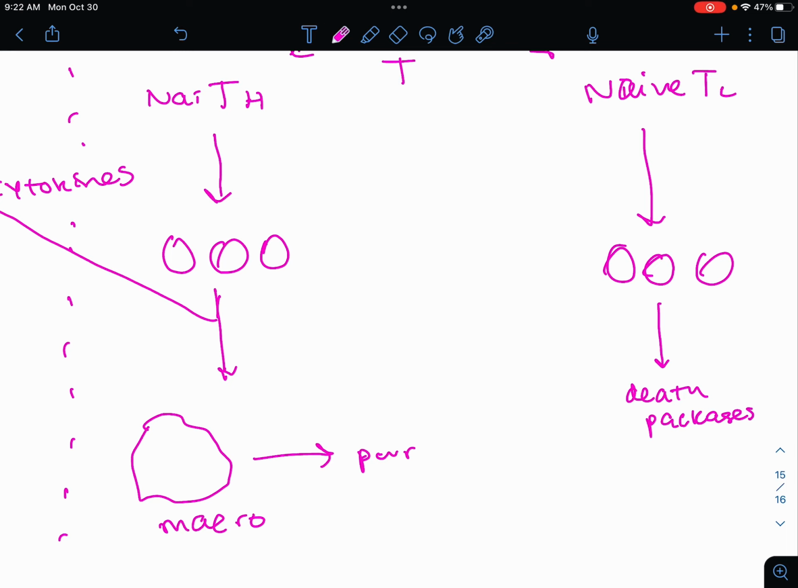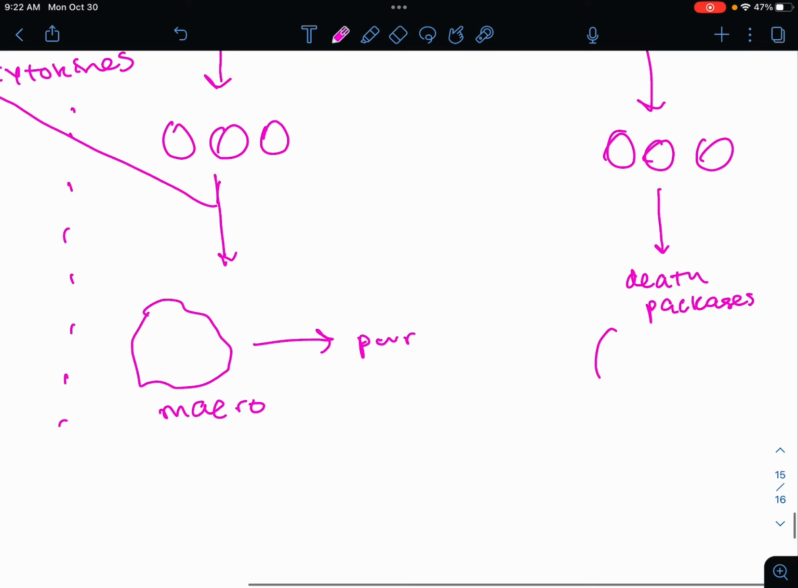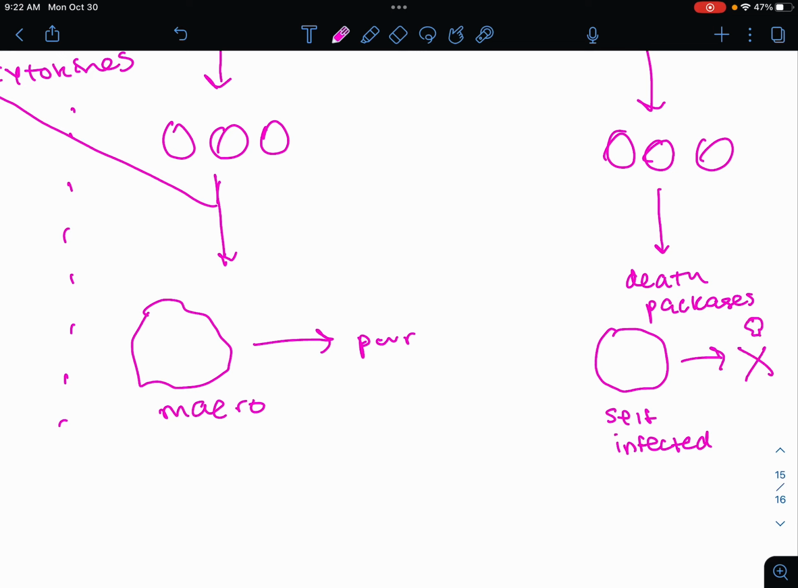And when they deliver a death package to a self cell that is infected, this is going to cause death to that self cell. So, apoptosis.